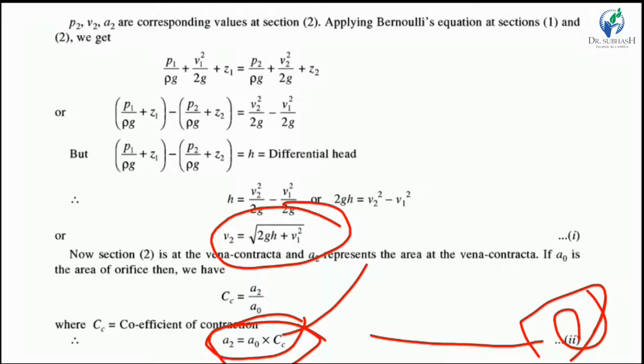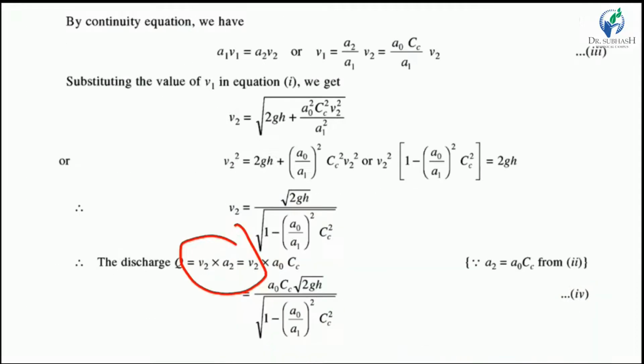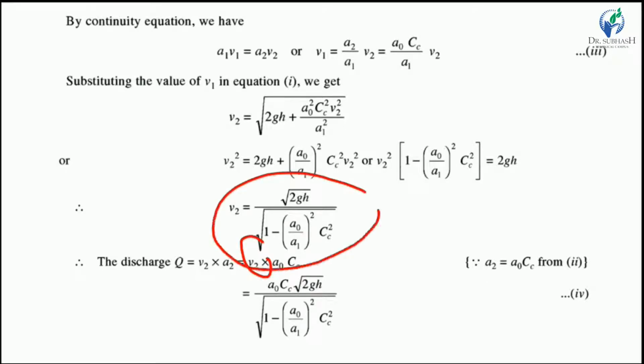Now put the values of V2 and A2 from equations 1 and 2. The A2 value is A0 Cc. So here V2 into A0 Cc. Now the value of V2 is placed from this equation. So now the equation is Q is equal to A0 Cc under root 2gh upon under root 1 minus (A0 upon A1) square Cc square.